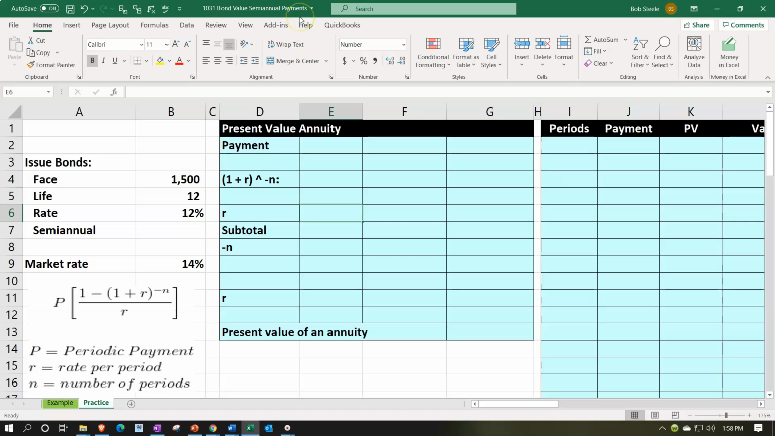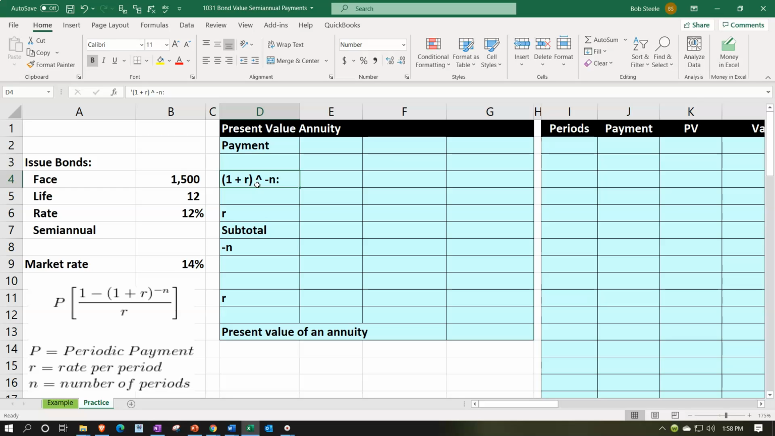Here we are in our Excel worksheet. If you have access to the Excel worksheet and would like to follow along, note that we are in the practice tab as opposed to the example tab, the example tab in essence being an answer key. We're going to have the information on the left-hand side. We'll populate that information into the blue area on the right-hand side.